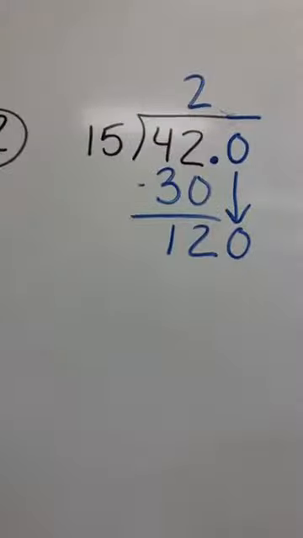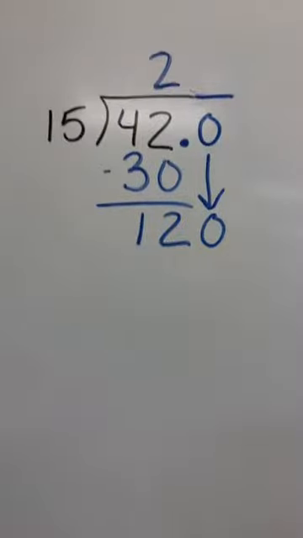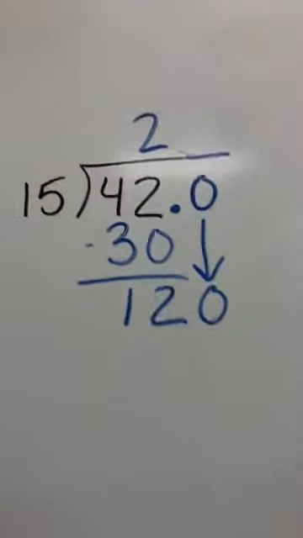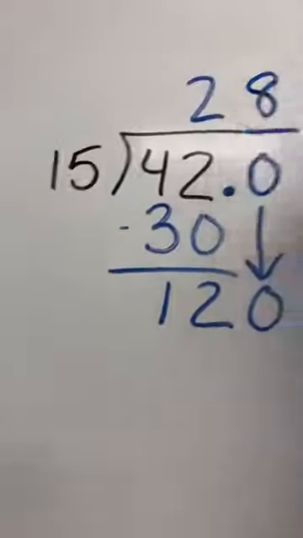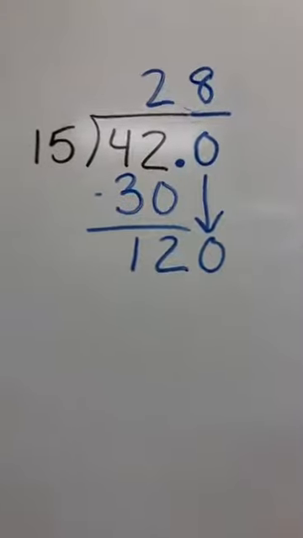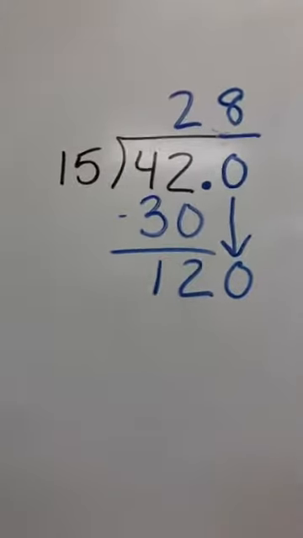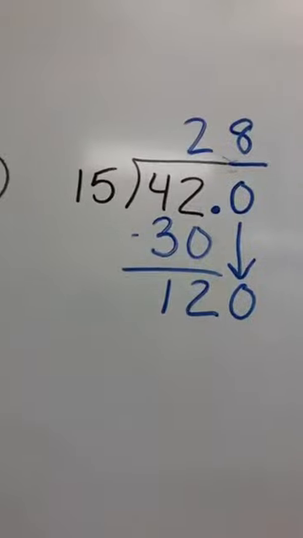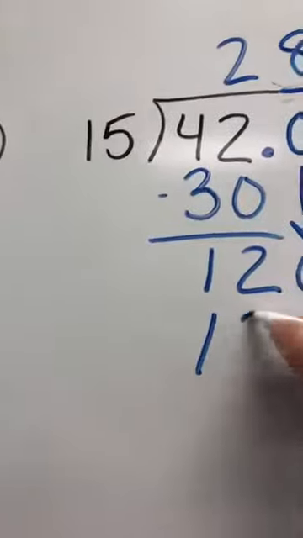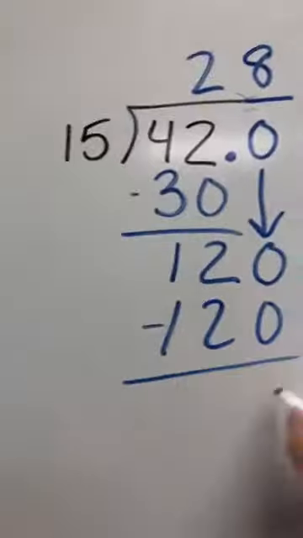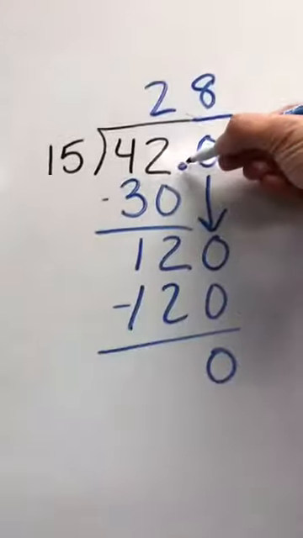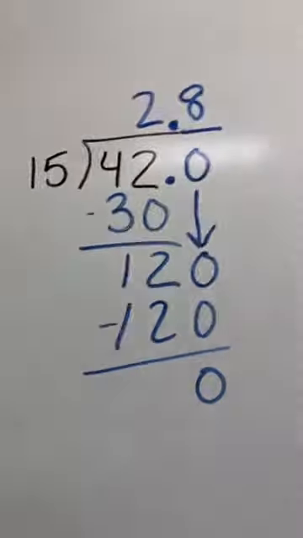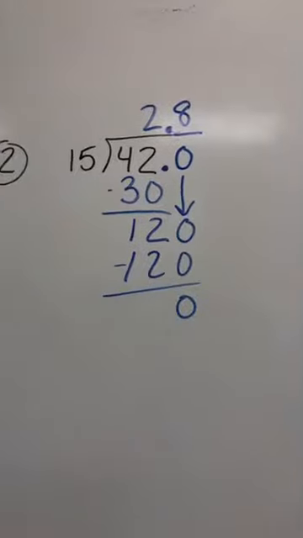Then I ask myself, how many times does 15 go into 120? It actually goes in 8 times. What I would normally do is have the kids work it out to the side to check, but for sake of the video, it goes in 8 times. 8 times 15 is 120, and 120 minus 120 is 0. Final step, remember, take the decimal point, bring it directly up, and your answer is 2 8/10. All right, I have one more to go through with you.